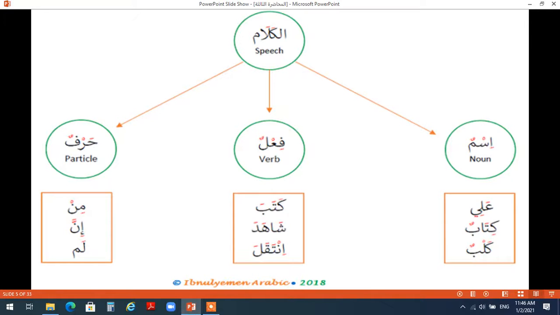Now, in this diagram, we can see how these parts of speech are classified into al-ism, noun, just like any noun in Arabic: Ali, kitab, kalb, etc. The other part of speech is al-fi'l or verb, just like any verb which is used in Arabic: kataba, shahada, intaqala, darasa, la'iba, etc. Or the other part of speech which is called الحرف أو الparticle, which includes أحرف الجر من، إلى، على، وكل الأدوات الأخرى، مثلا أدوات النصب أو أدوات الجزم، كأن يكون مثلا إن أو لم، or any other particle which is used in Arabic.